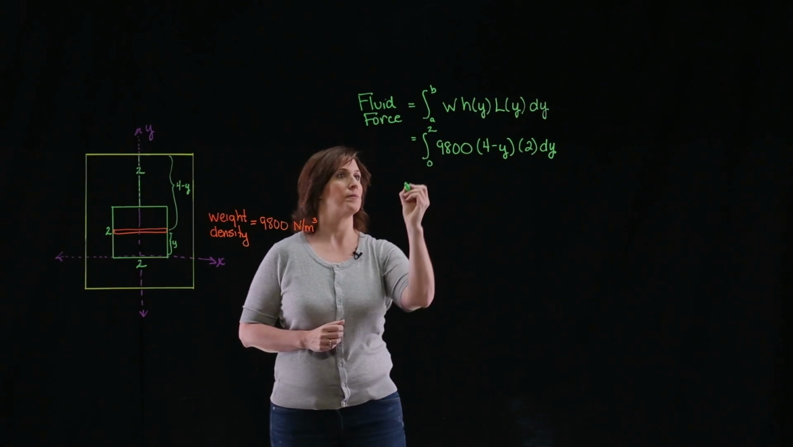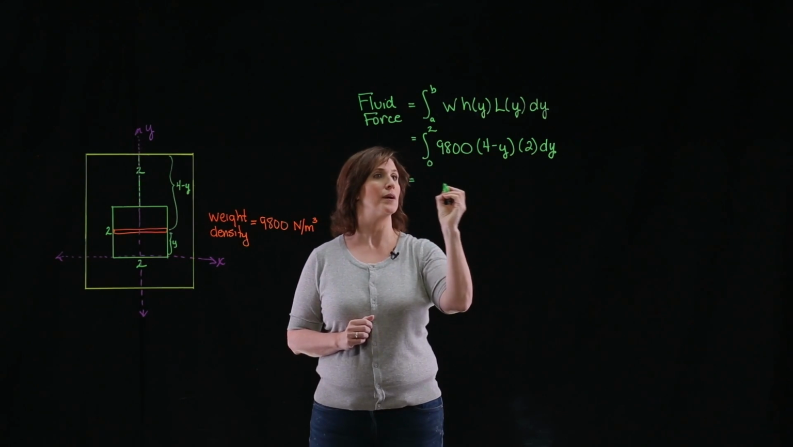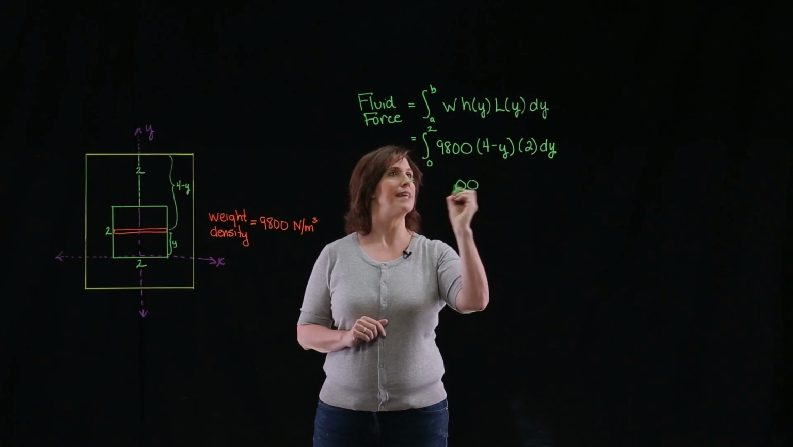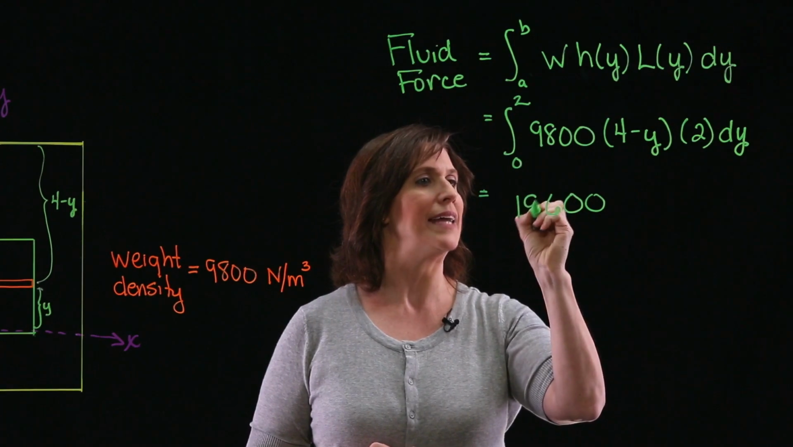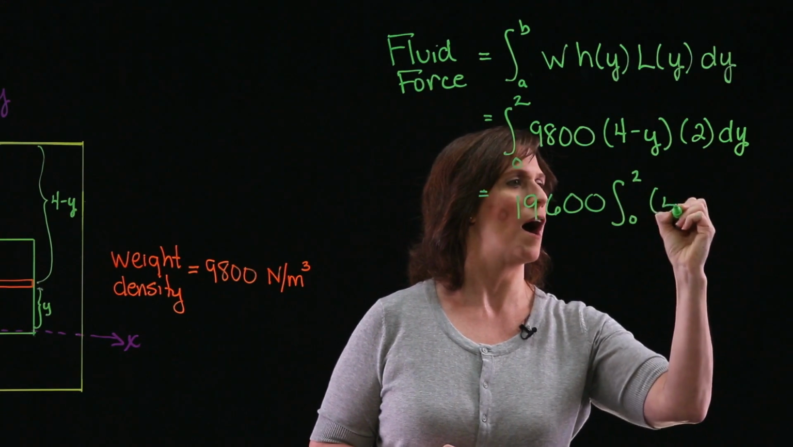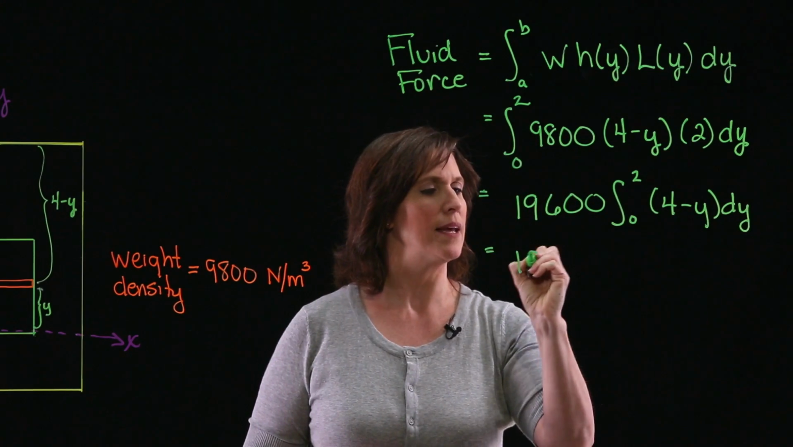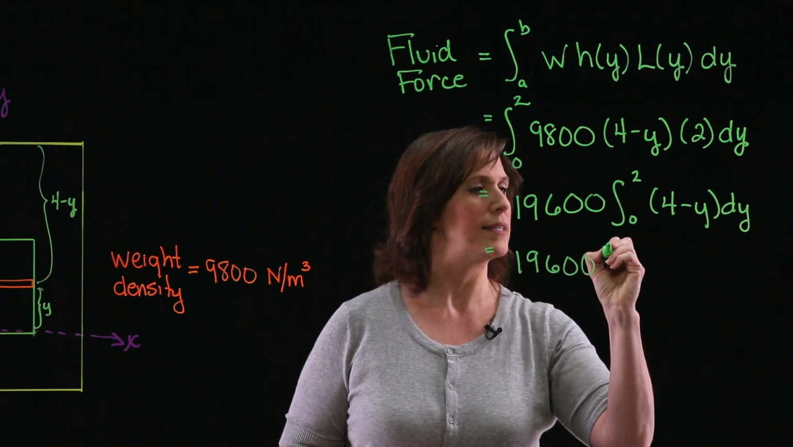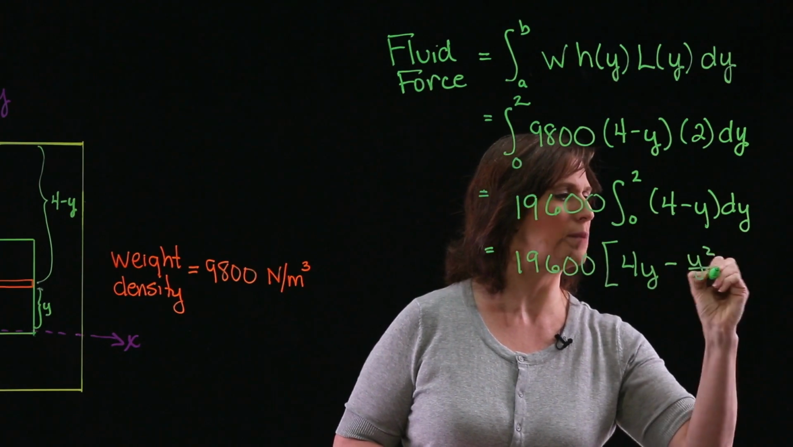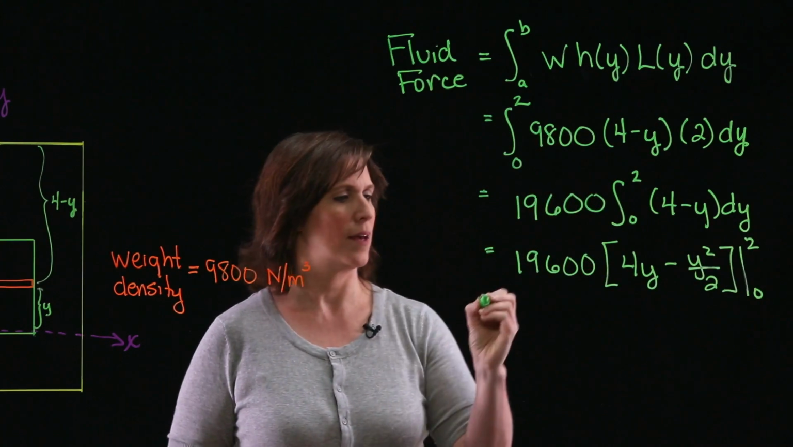Now I have to do the integration. The first thing I notice is that I have a 9,800 times 2, and that's a constant multiple, so it can be pulled outside of the integral. So I'm going to have 19,600 times the integral from 0 to 2 of 4 minus y dy, which gives me 19,600 times 4y minus y squared divided by 2, evaluated from 0 to 2.